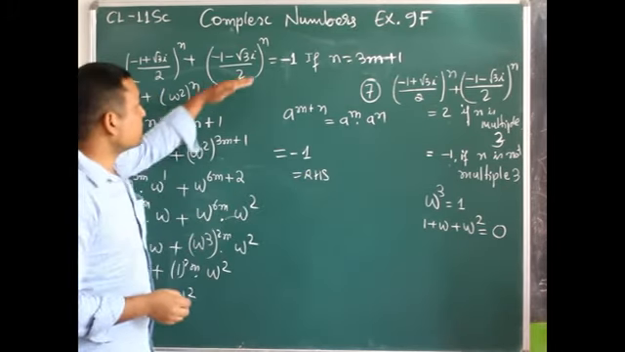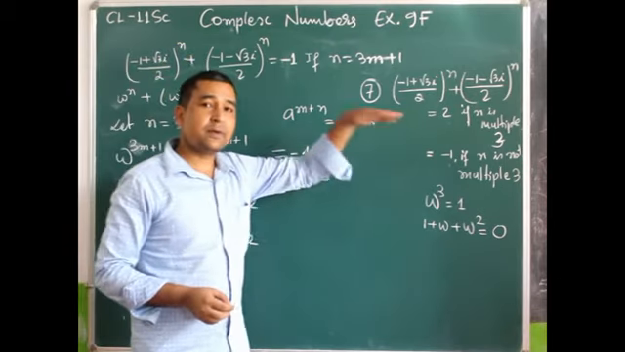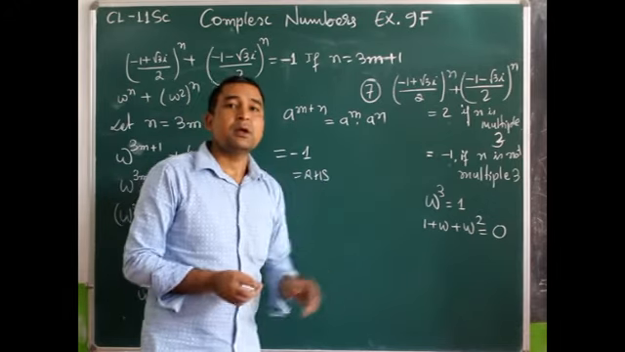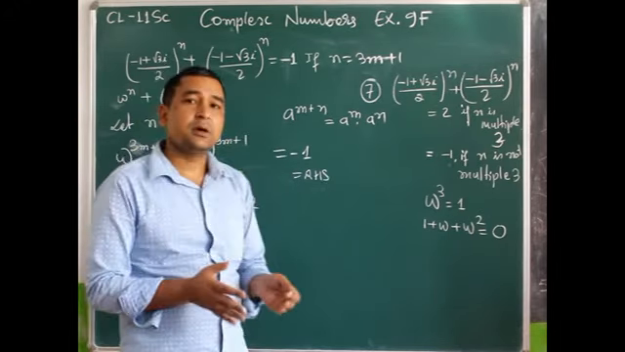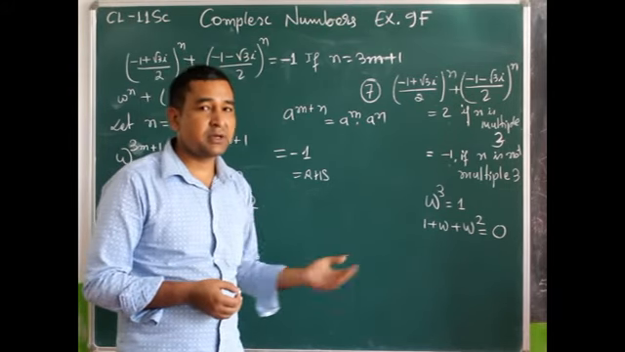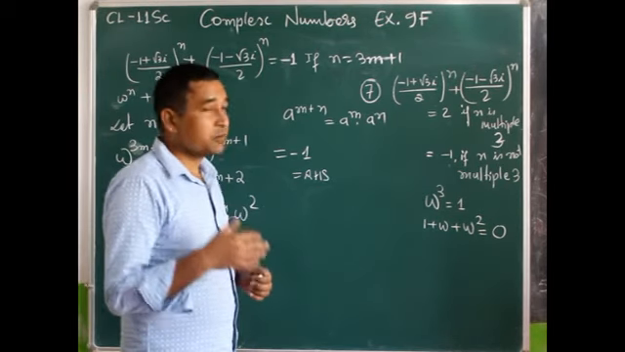According to the condition, if n is a multiple of 3, we got the answer 2. If n is other than a multiple of 3, we got the answer minus 1. Now after going through this session, please try to solve all the questions from your textbook. There are many questions there. If you have any problem, you can ask us. Okay, now we'll meet in the next video.